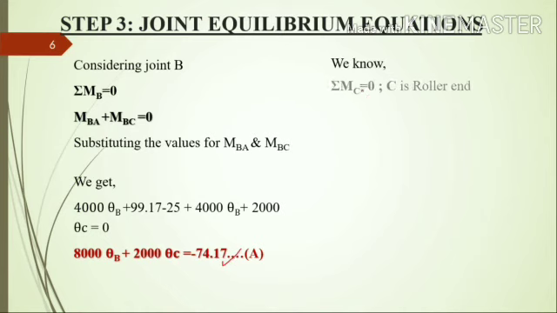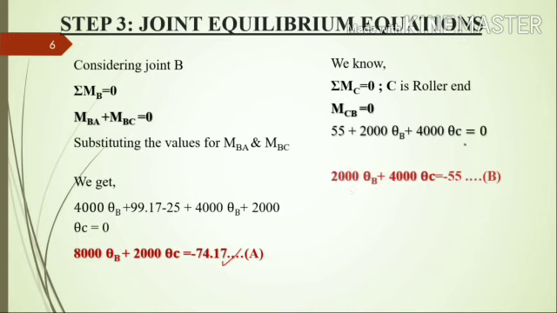Next, similarly, we know that sigma MC equal to 0, since the C support is a roller or hinged end. If the support is a roller or hinged end, the moment value at that support will be 0. Then substitute sigma MC equal to 0, that is the moment along the support C equal to 0. In joint C there is a roller support, so the moment at this support MC is equal to 0. MC equal to 0 means only one member acting, that is MCB. Therefore MCB is equal to 0. Then substitute the value of MCB from the previous step. We get 55 plus 2000 theta B plus 4000 theta C equal to 0.